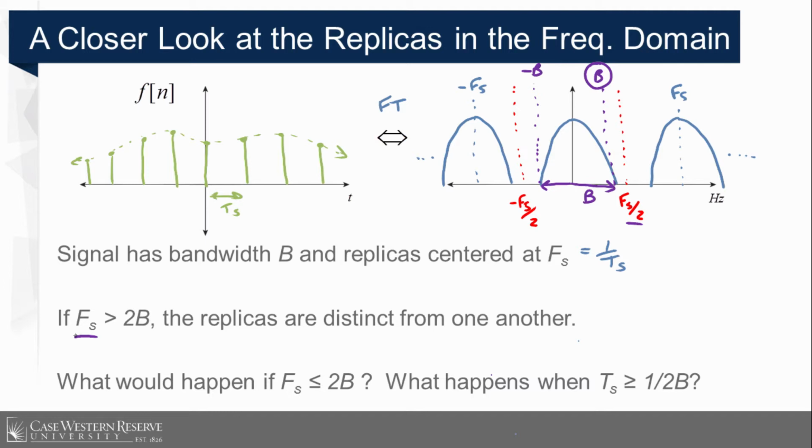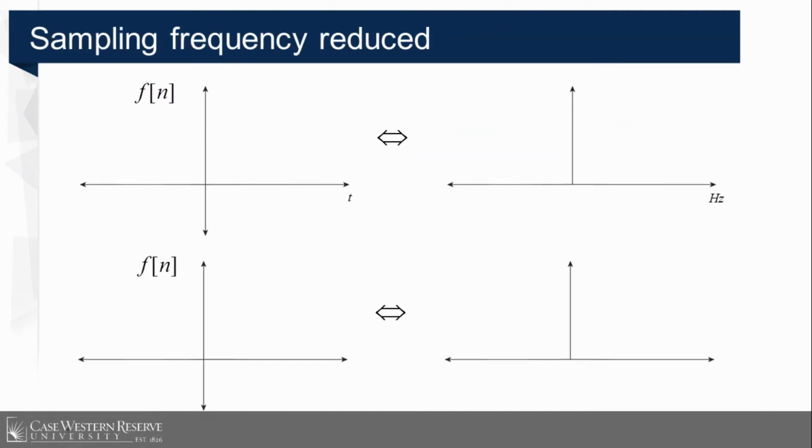However, we see that that might not always be the case, right? What would happen if Fs were less than or equal to 2b? And that is the case when Ts is greater than or equal to 1 over 2b, right? We simply invert both of these, and we know that this equals Ts. And so we see that the sampling interval, if we choose it to be too large, may lead to a situation where we no longer have distinct replicas in the frequency domain. Let's take a look at a case like that.